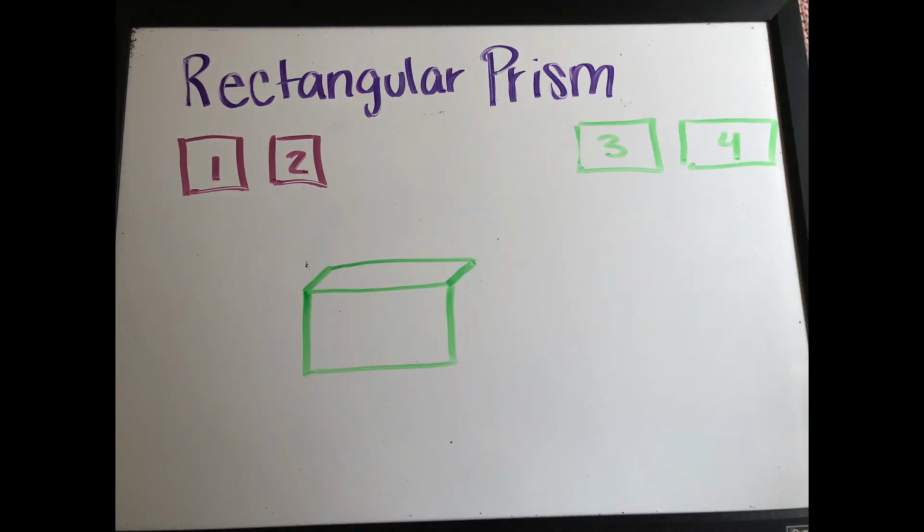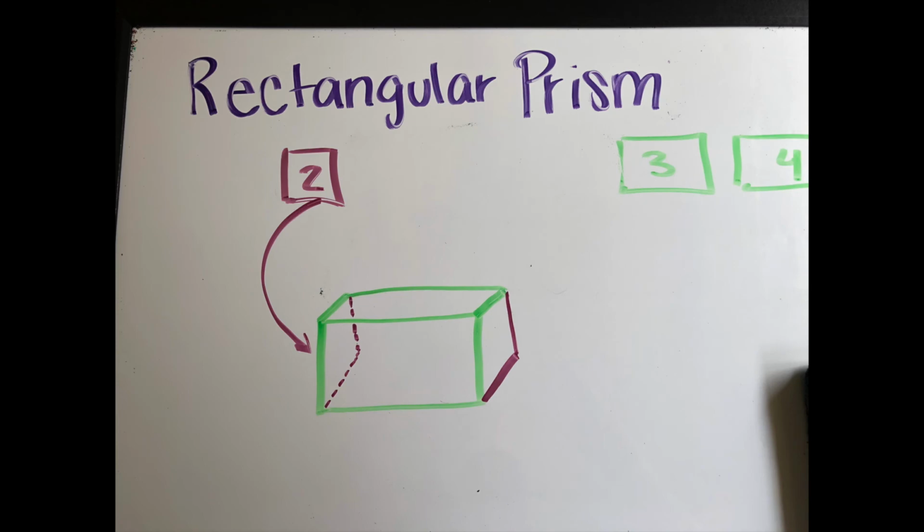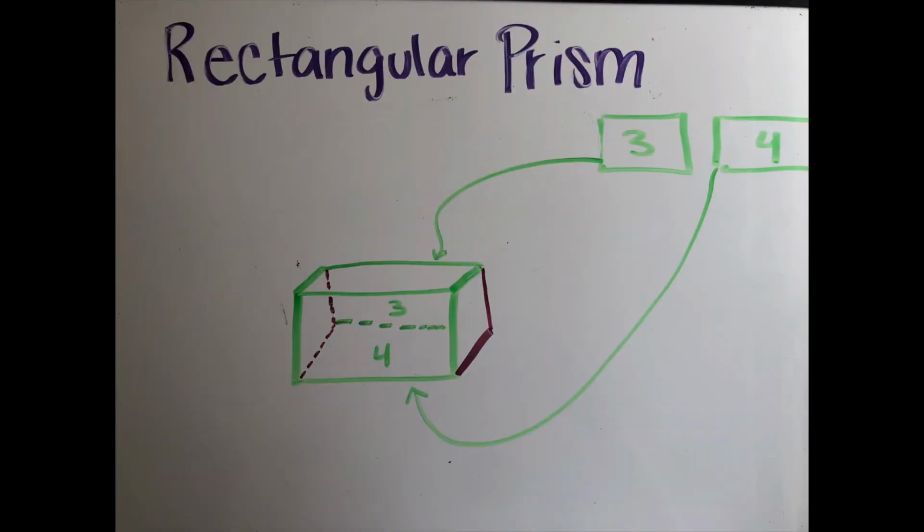Let's take a closer look. Here's 2 of my rectangles put together. Now I'll add a square on one side and a second square on the other side. Now we add our third and fourth rectangle to the bottom and the side.